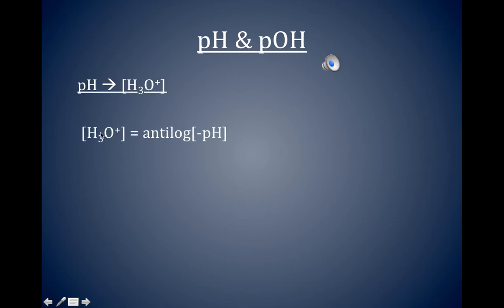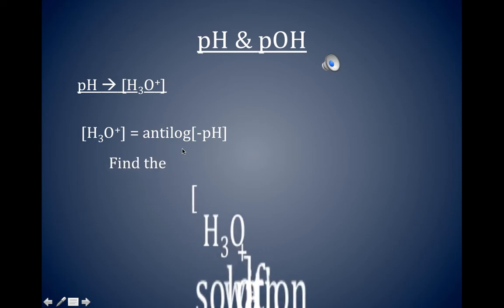Now, reversing, going pH to H3O+, we have to undo our steps in the right order. We already showed you how to go H3O+ to pH, minus the log. So the first thing we have to do is change the sign of the pH. So if I had a pH of 4, it'd become minus 4. And then I anti-log it, and often that's inverse log on your calculator. So you have to have the right syntax, do things in the right order. And here's an example.